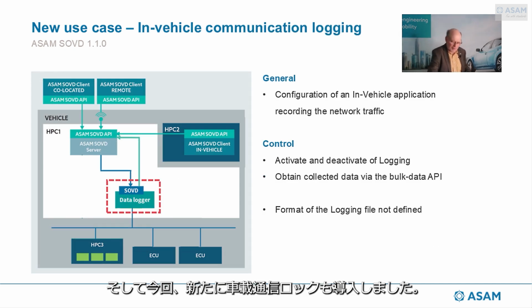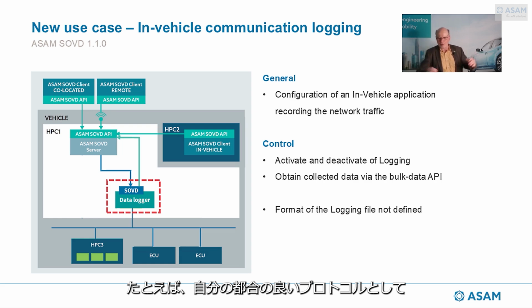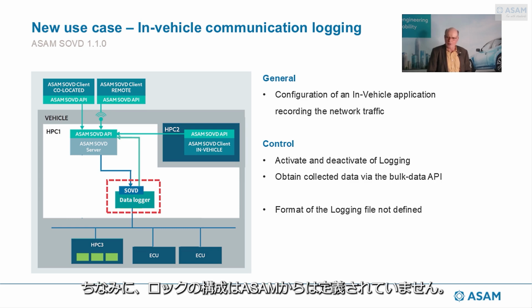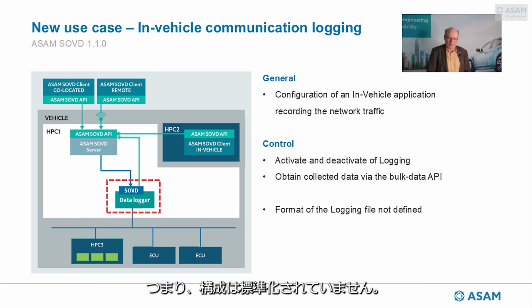Yeah, and now we have also introduced the in-vehicle communication logging. That's if you want to have the traffic which is really running, for example, on your favorite UDS protocol. You can use it and you can archive this. By the way, the configuration of the logging is not defined by us. We have the same here: only an API where you can activate and deactivate. This means the configuration is not standardized and the log format itself is not standardized, but you can use it over different suppliers.